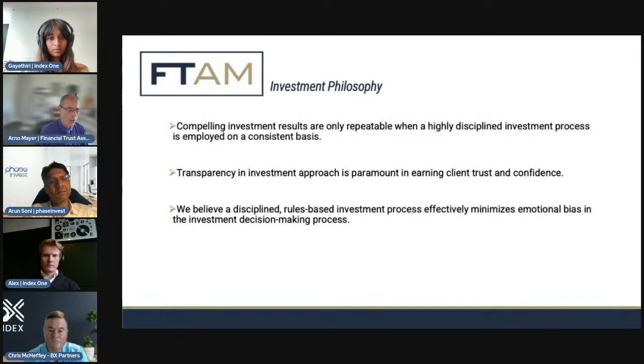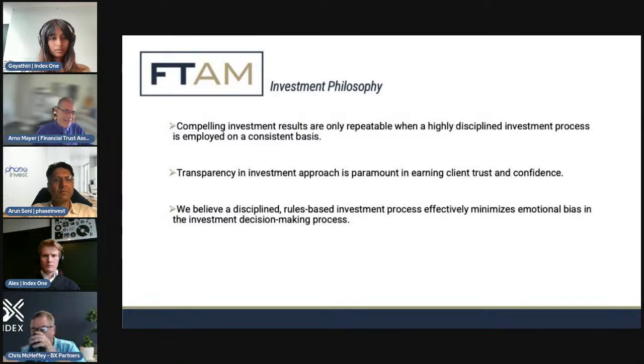And I wanted to talk a little bit, before we get into the details of our strategy and some of the work we've done around factor analysis, about our investment philosophy. We really believe compelling investment results can only be repeatable with a highly disciplined investment approach. So we're really focused on that, and that's why we've always run factor-based portfolios for clients for many, many years. We also believe being transparent in our factor-based approach is paramount to winning trust with our clients and building confidence.